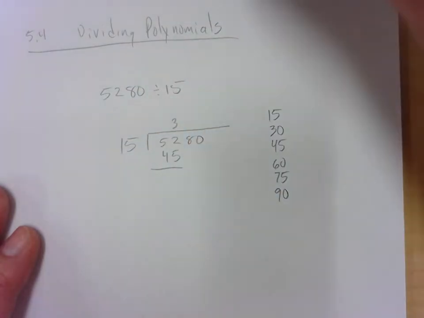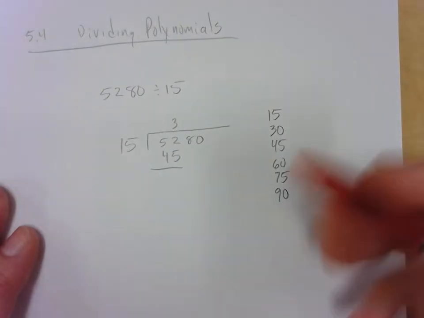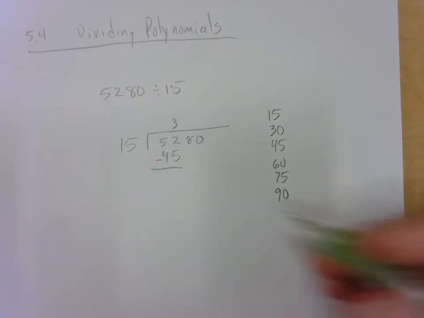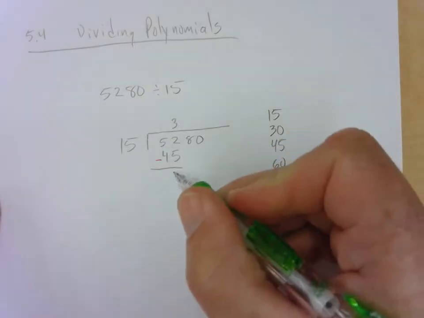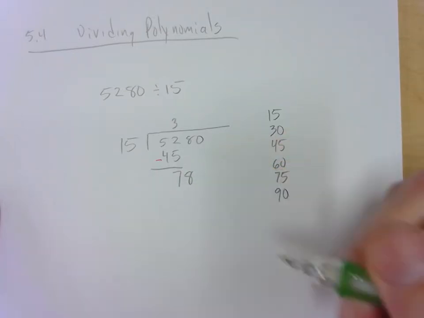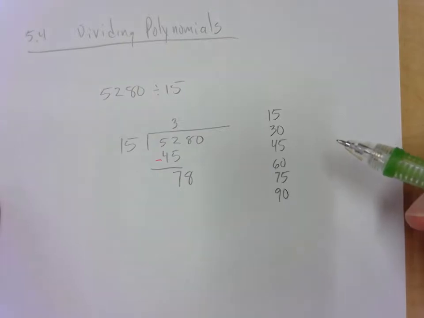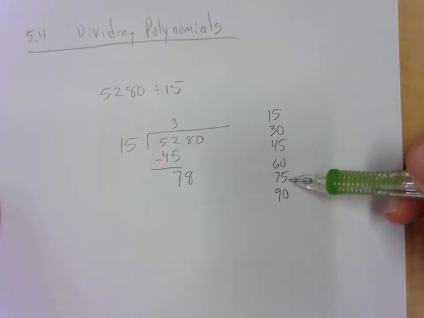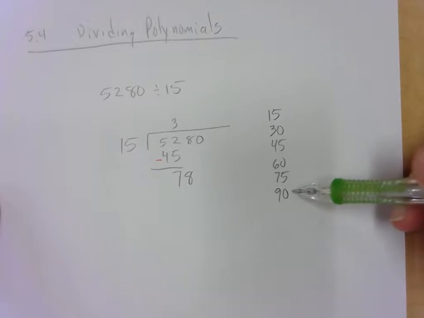I'm going to pick up a red pen because my next step is then to subtract. 52 minus 45 is 7. And we drop down the next place value. So this is like 78 now. So I look at my list here: 15, 30, 45, 60, 75. So 75 would be just enough, 90 is too much.